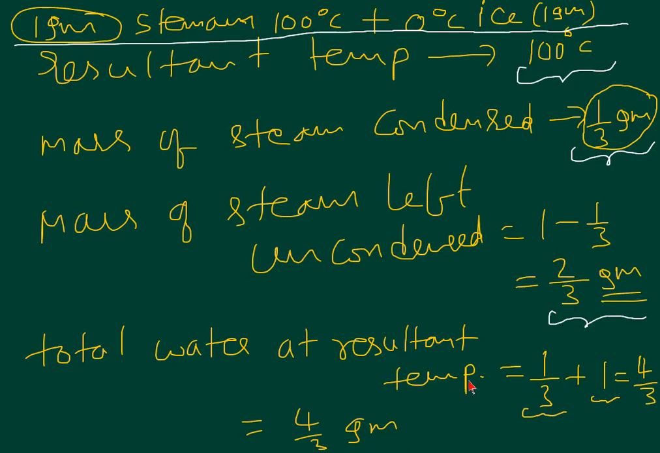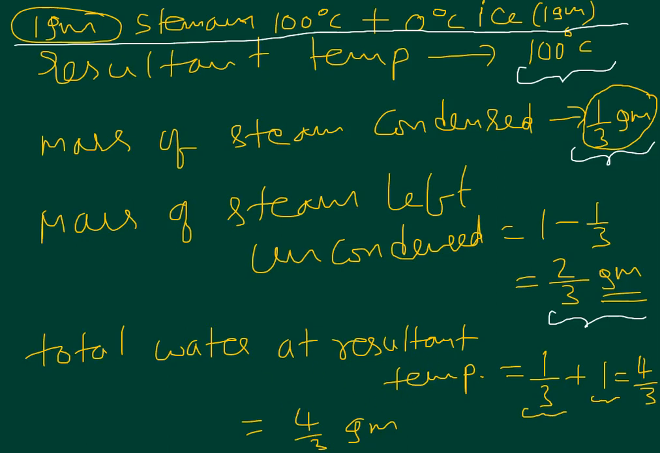What is the total water at the resultant temperature? Out of 1 gram of steam, 1/3 gram converted to water. Also the 1 gram of ice at 0 degrees converted to water at 100 degrees centigrade. So total 1 gram for ice converted to water, plus steam 1/3 gram converted to water. So 1/3 plus 1 is nothing but 4/3. 4/3 gram of water is left at the resultant temperature.